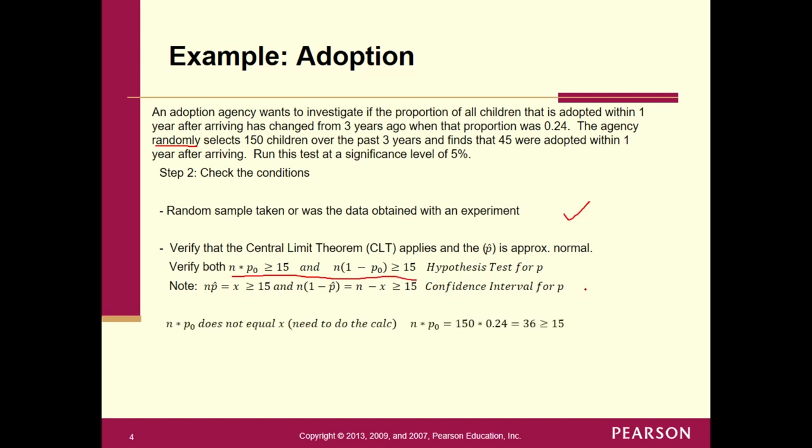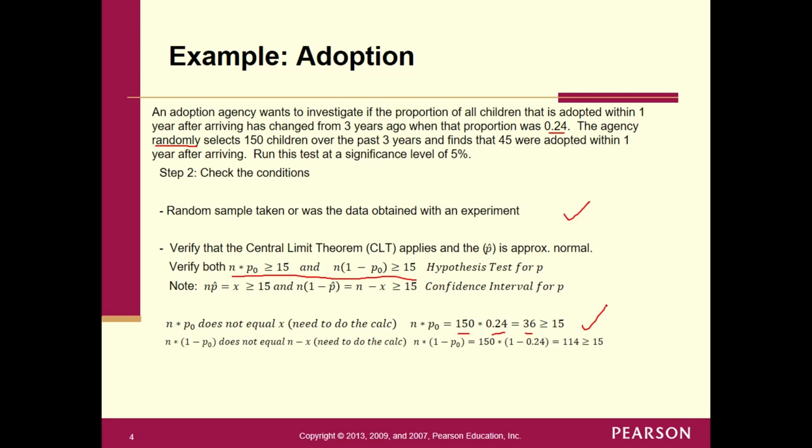Okay, we're going to have to do some calculating. So N times P, we're going to have to do that calculation. So let's see, what do we got? 150 times 0.24. That was the value in the null hypothesis, P sub 0. And hopefully you got, on your calculator, 36. That's certainly greater than or equal to 15, check mark.